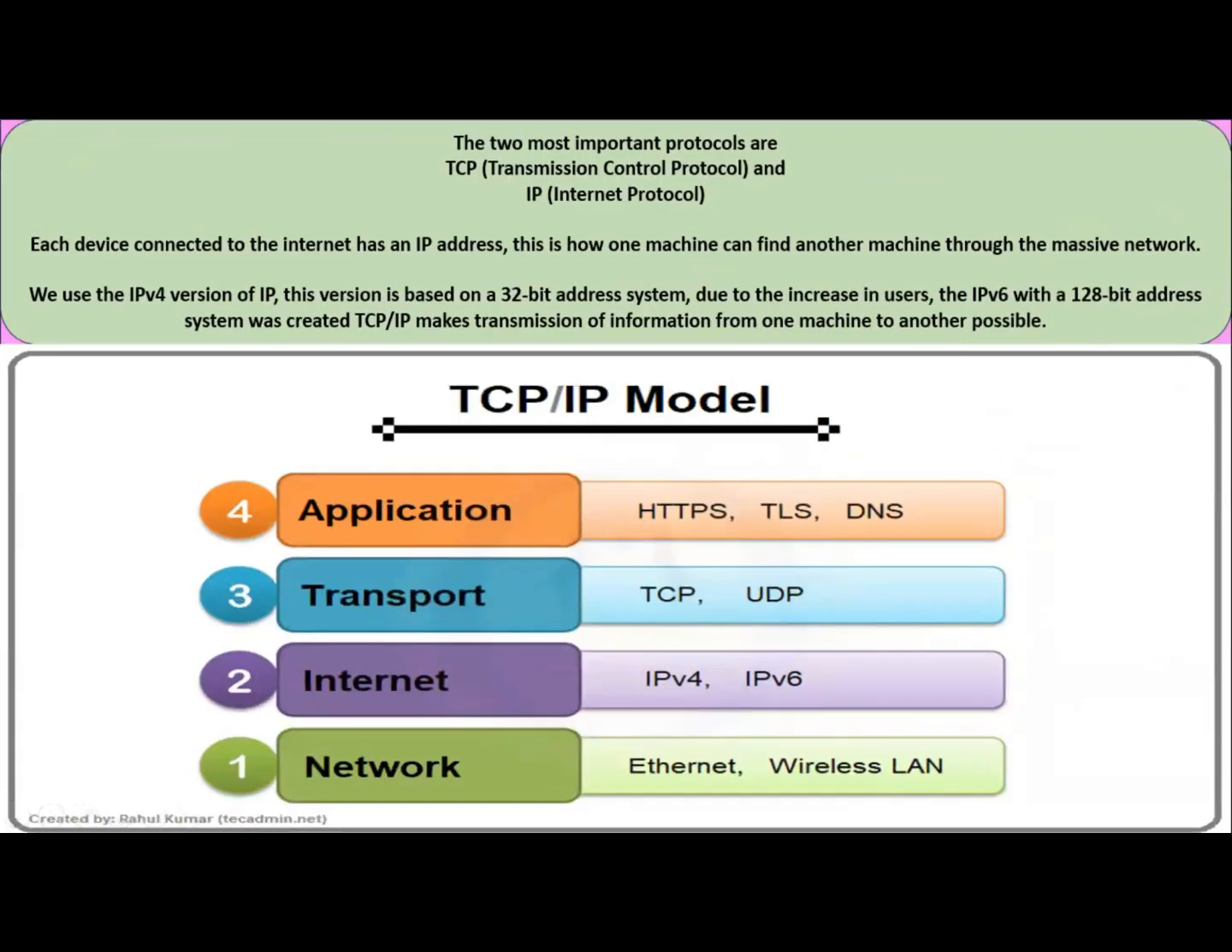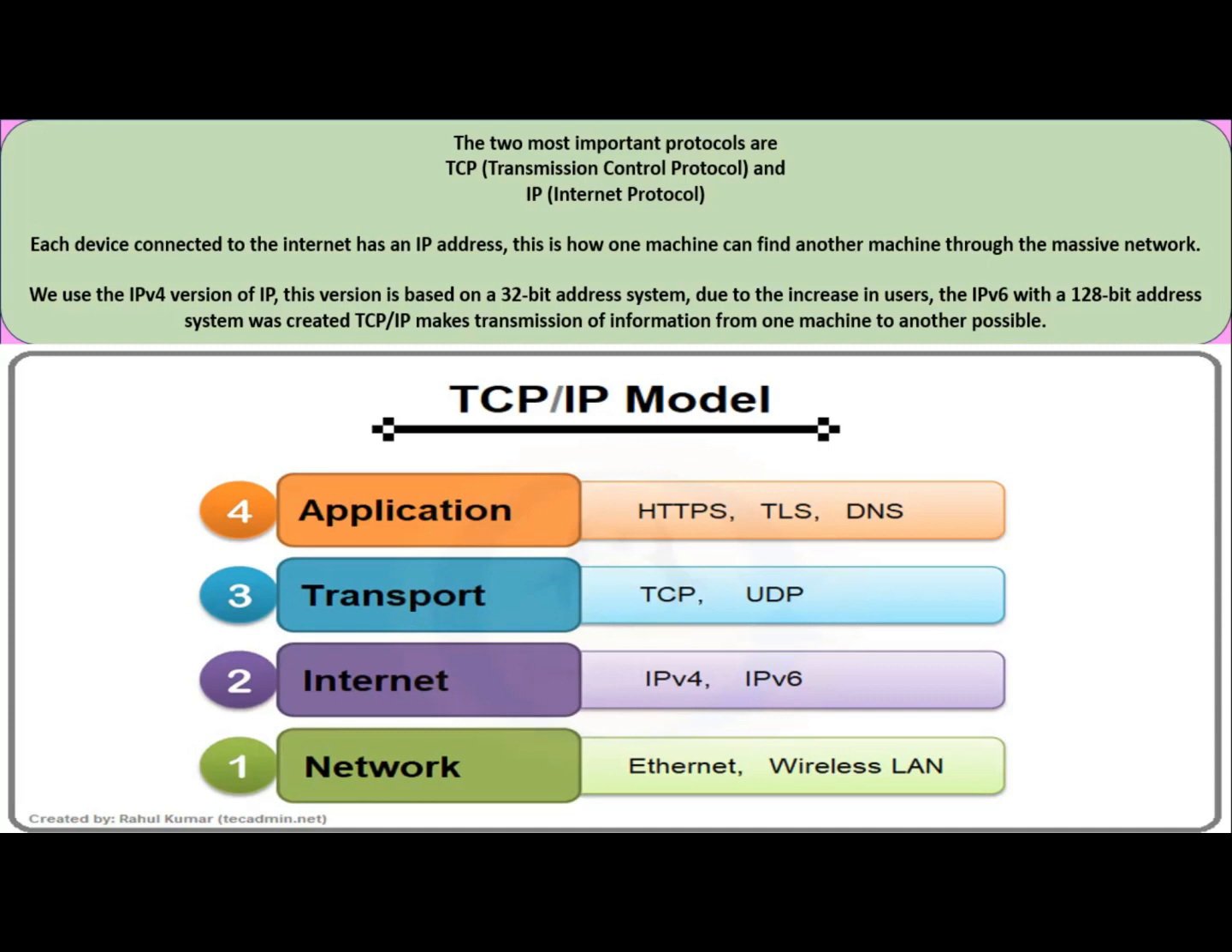Now, the two most important protocols we have are the TCP and the IP. Remember, I've said in the last slide about the IP, the Internet Protocol. The TCP is the Transmission Control Protocol, and the IP is the Internet Protocol. Each device, I said it previously, connected to the internet has a unique IP address. And this is how one machine can find another machine through the massive network. We have a lot of networks, a lot of computers, a lot of machines connected to this network. Now, one machine can find another machine uniquely through the IP address.